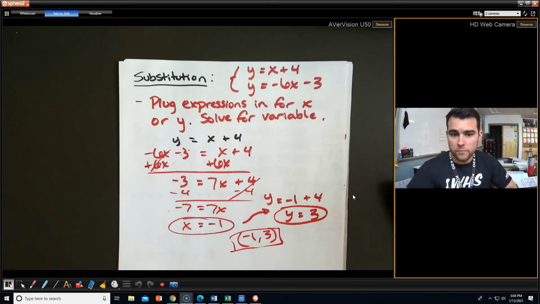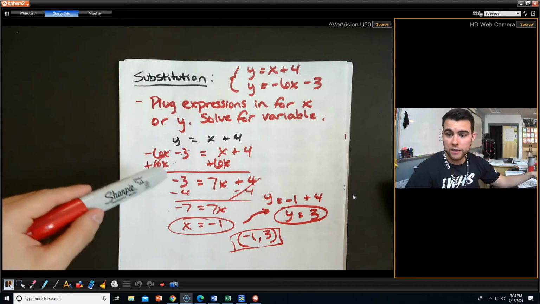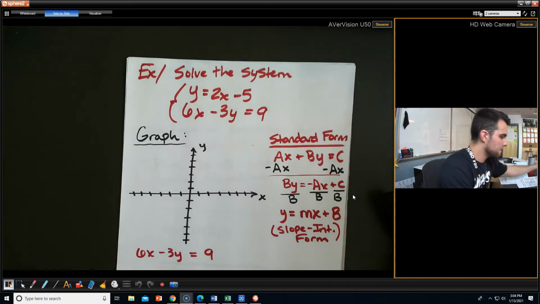Okay. That's all there is to it. When you have both of them that are y equals, this is exactly the skill that you're going to be doing when you get there, when you get to the quiz. Okay. Let's see another example.